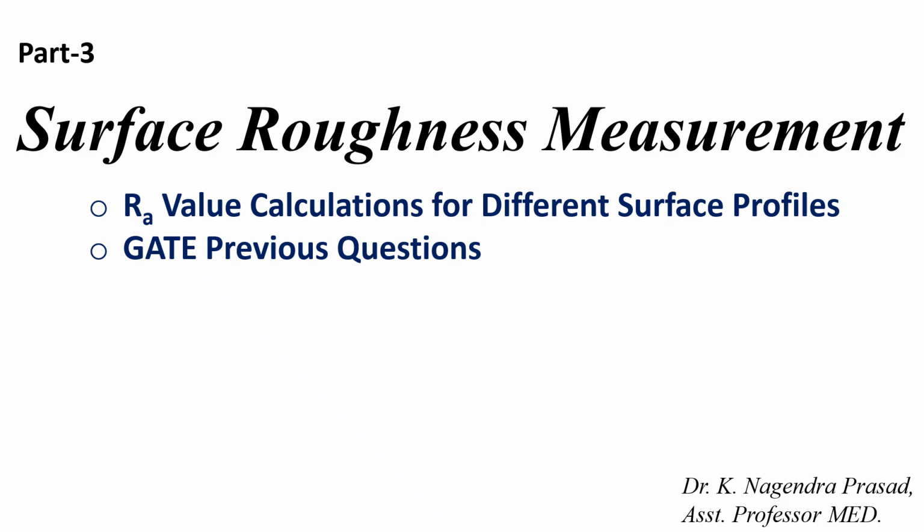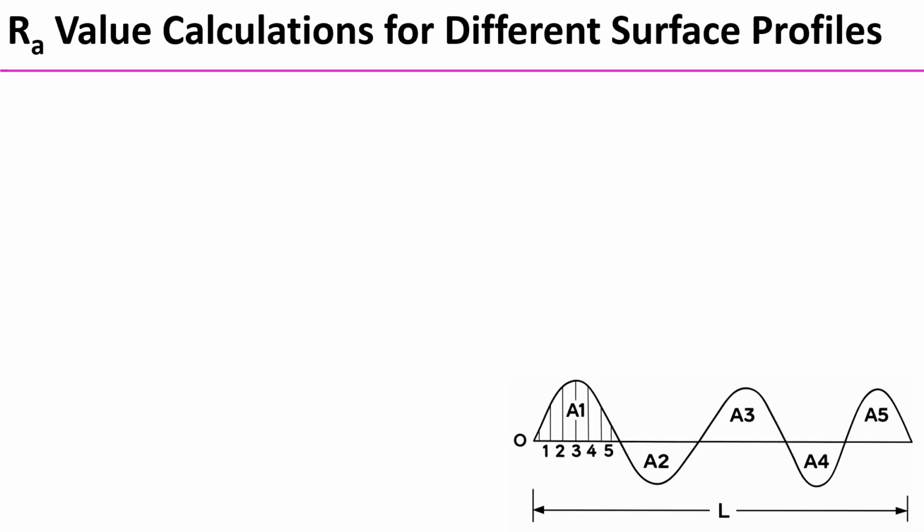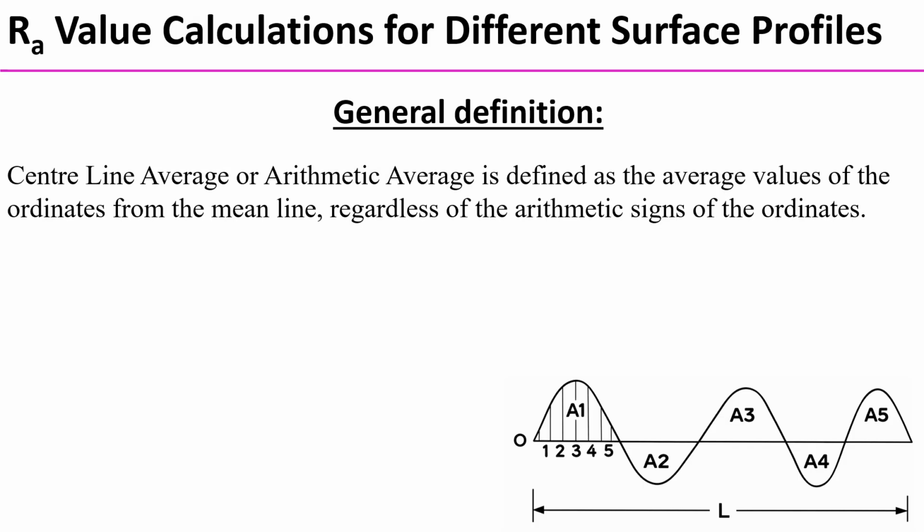In the present video, we will discuss the Ra value calculations for the different surface profiles, and also we will discuss the GATE previous problems on Ra value calculations. Ra value is determined by the CLA or centerline average method. Centerline average, or arithmetic average, is defined as the average value of the ordinates from the mean line regardless of the arithmetic sign of the ordinates.